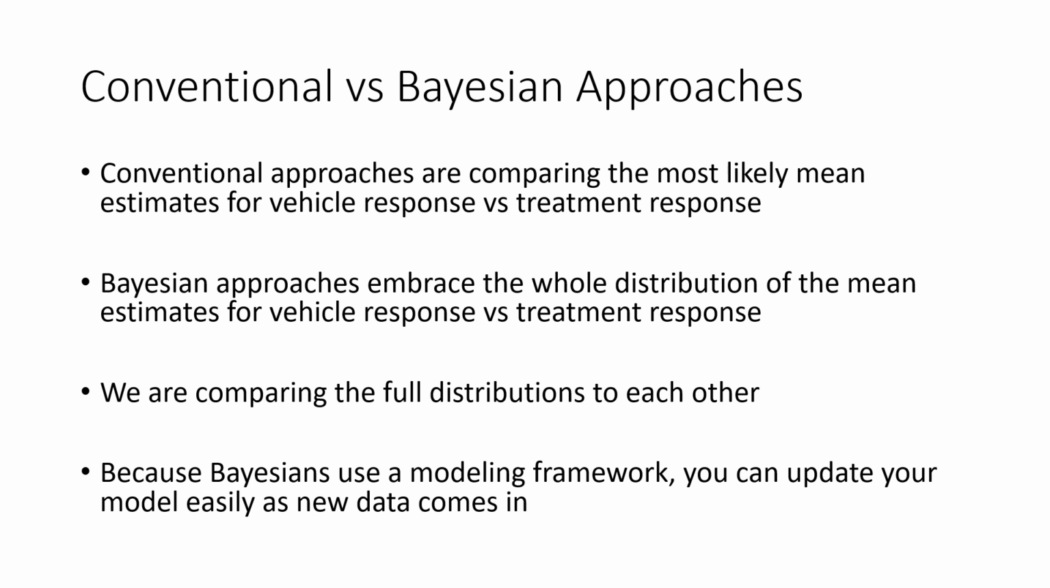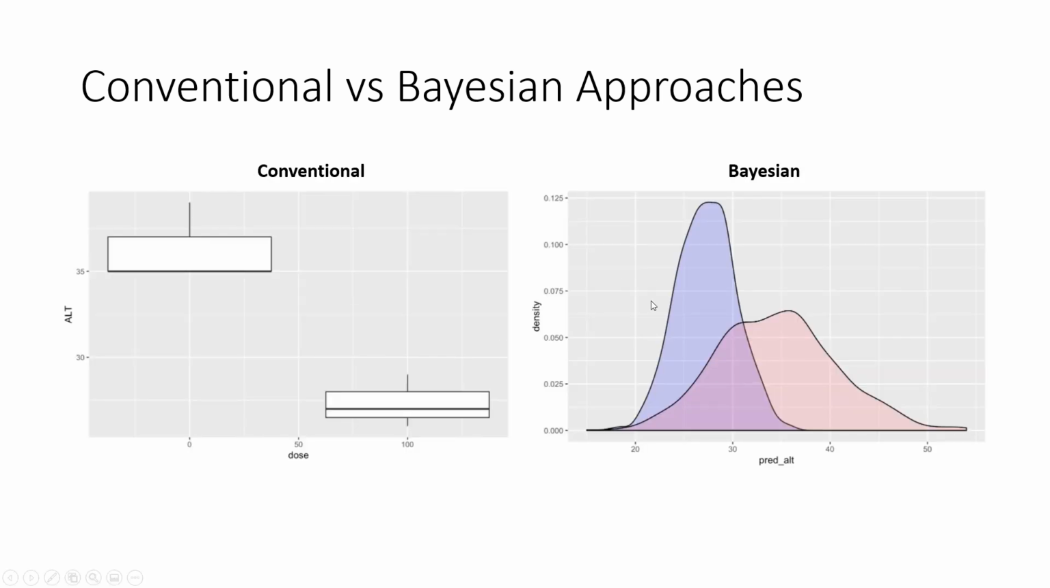That's one of the advantages of the Bayesian approach: at least for controls, we might be able to get additional data. We might be able to do a better job of modeling what that population distribution looks like. Bayesian approaches embrace the whole of the distribution instead of just the means, which means we are also getting that uncertainty. And we're comparing the full distributions to each other. I think I mentioned in passing before, when looking at these two distributions, I can subtract the vehicle from the treated and come up with what's called a difference distribution.